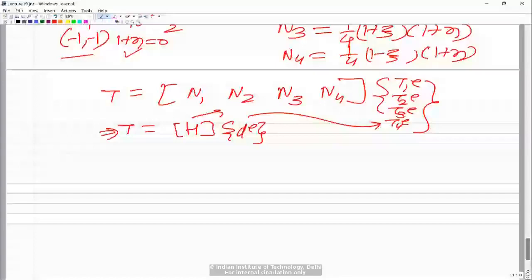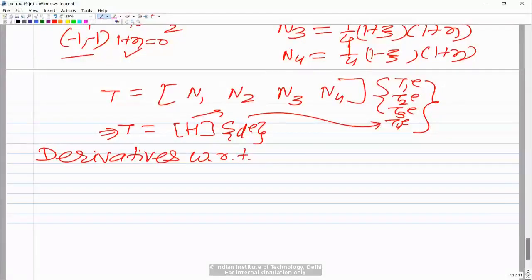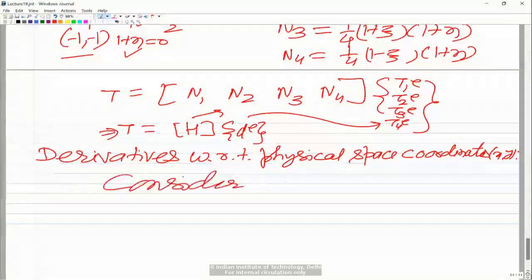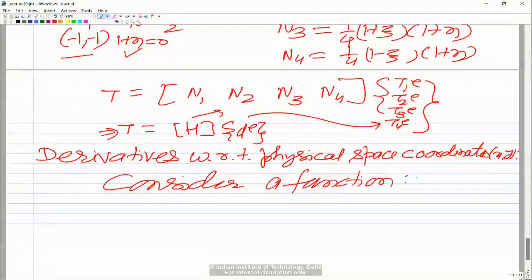So let me write that: derivatives with respect to physical space coordinates, that is x and y. To demonstrate this, let me consider a function which is a function of x and y. So let us say that function is f of x, y.